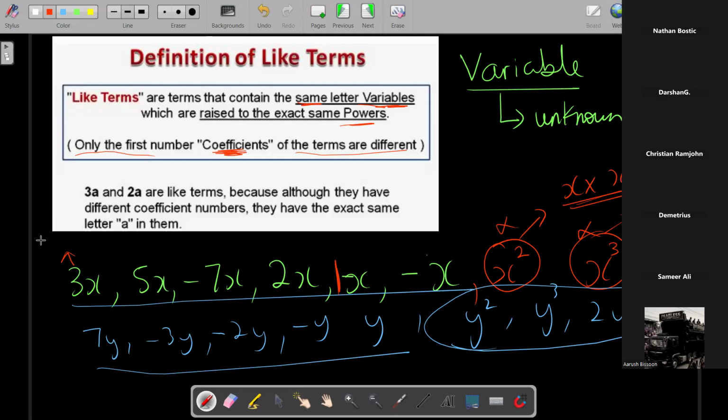What is it called, Colin? It is called the coefficient. The coefficient of this first term is 3. The coefficient here is 5. The coefficient here is minus 7. The coefficient here is 2. The coefficient is 1. The coefficient here is minus 1. It is understood, right? The coefficient here is minus 3. The coefficient of this term is a whole term, but the coefficient is minus 2.